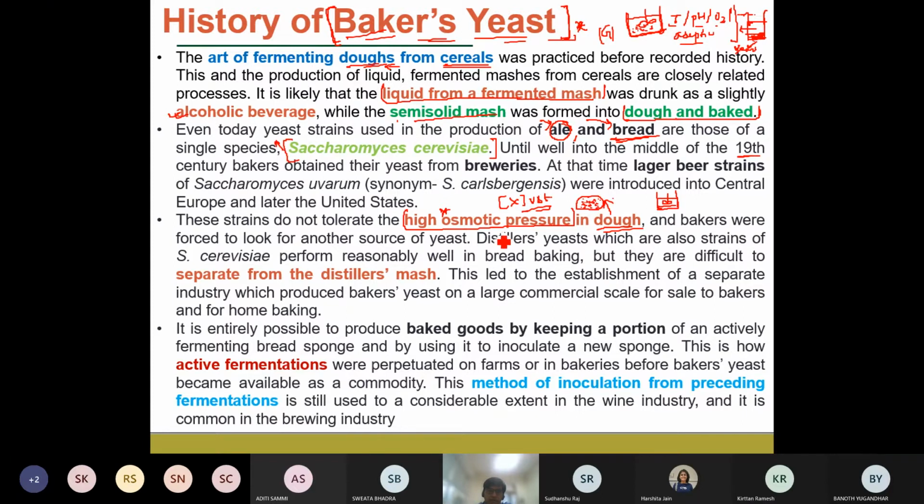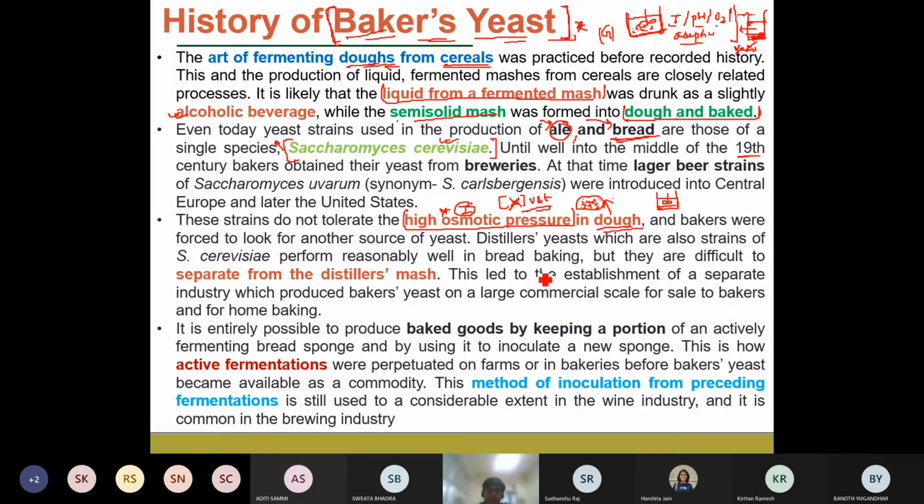So if you wanted to grow it in the presence of dough, then it was very difficult to obtain this higher biomass concentration, because the cells were prone to these high osmotic pressures in the presence of the dough. So this was the first challenge that was faced if you are growing this particular yeast in the presence of the dough.